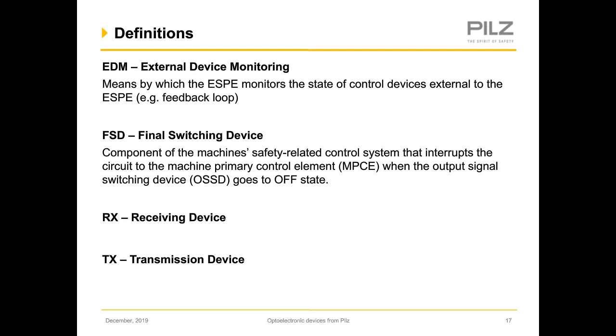Then we have the EDM, external device monitoring. It's a means by which the ESPE monitors the state of the control system external to the ESPE, for example, a feedback loop. Or we have a final switching device, the FSD, a component of the machine's safety-related control system that interrupts the circuit to the machine primary control element, MPCE, when the output signal switching device OSSD goes to the off state. And then we have the typical RX for receiving and TX for transmission.